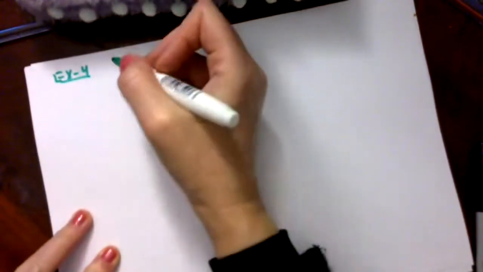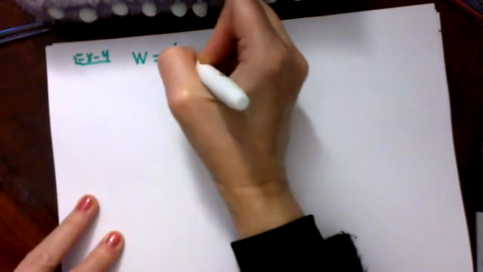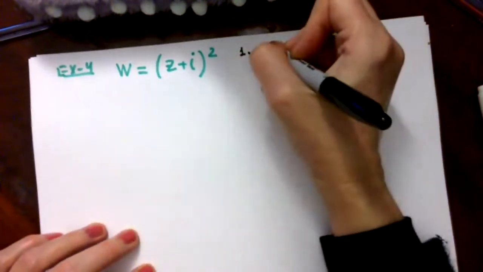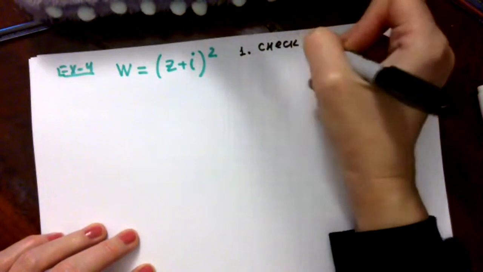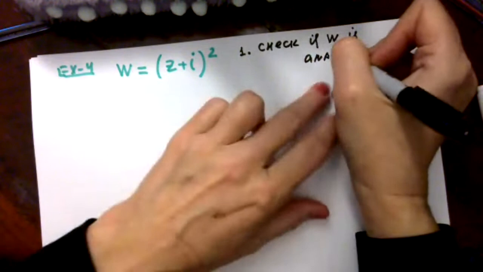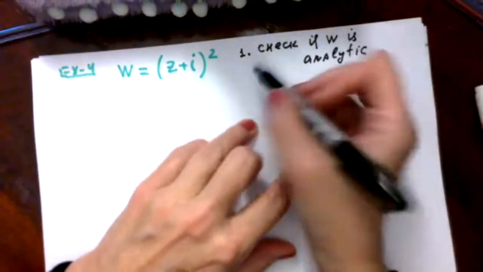So I think that as an example, we can do something similar to your question six. It's going to be exercise four, probably. Yeah, exercise four for this tutorial. And in this exercise, we are given function w, let's denote it w this time, which is equal to z plus i squared. And you are asked to do two things in this problem. The first assignment is: check if function w is analytic.